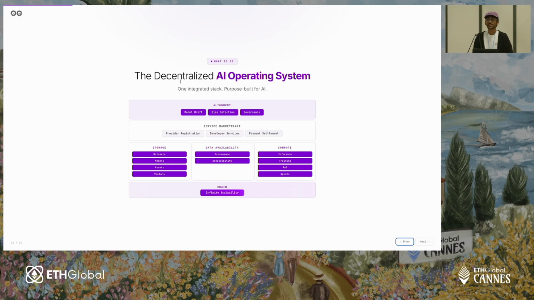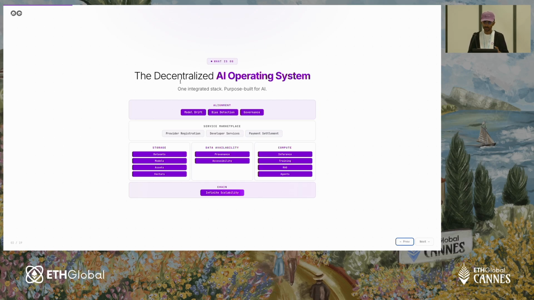So what is ZeroG? ZeroG is a layer one chain for on-chain AI. To put it briefly, we are an L1 EVM compatible blockchain for on-chain AI. That is, we have a complete stack with which you can bring AI on-chain. With that, we have four different pillars. One is the storage, we have the DA layer, we have the compute, and we have a service marketplace.